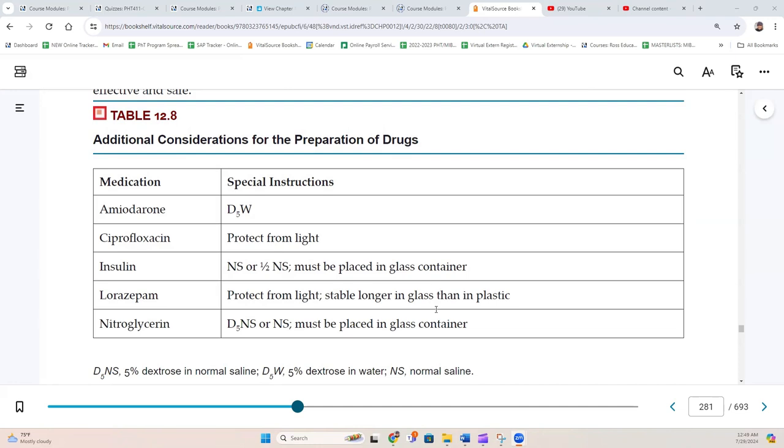So the medication amiodarone should only be used with D5W. Ciprofloxacin should be protected from light. Insulin should be only in normal saline or half normal saline. It must be placed in a glass container. Lorazepam needs to be protected from light. It's stable longer in glass than in plastic. And nitroglycerin in D5NS or NS must be placed in a glass container.